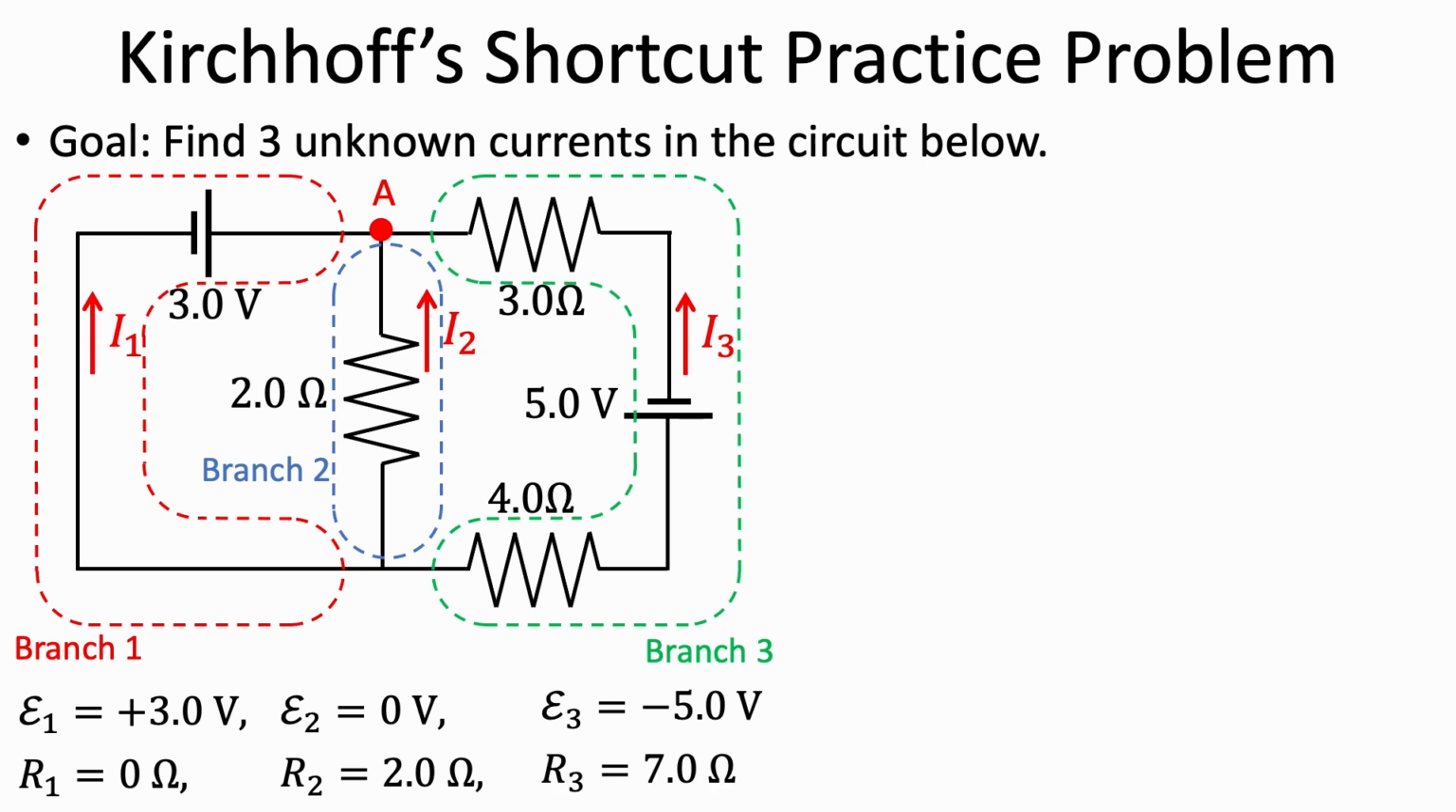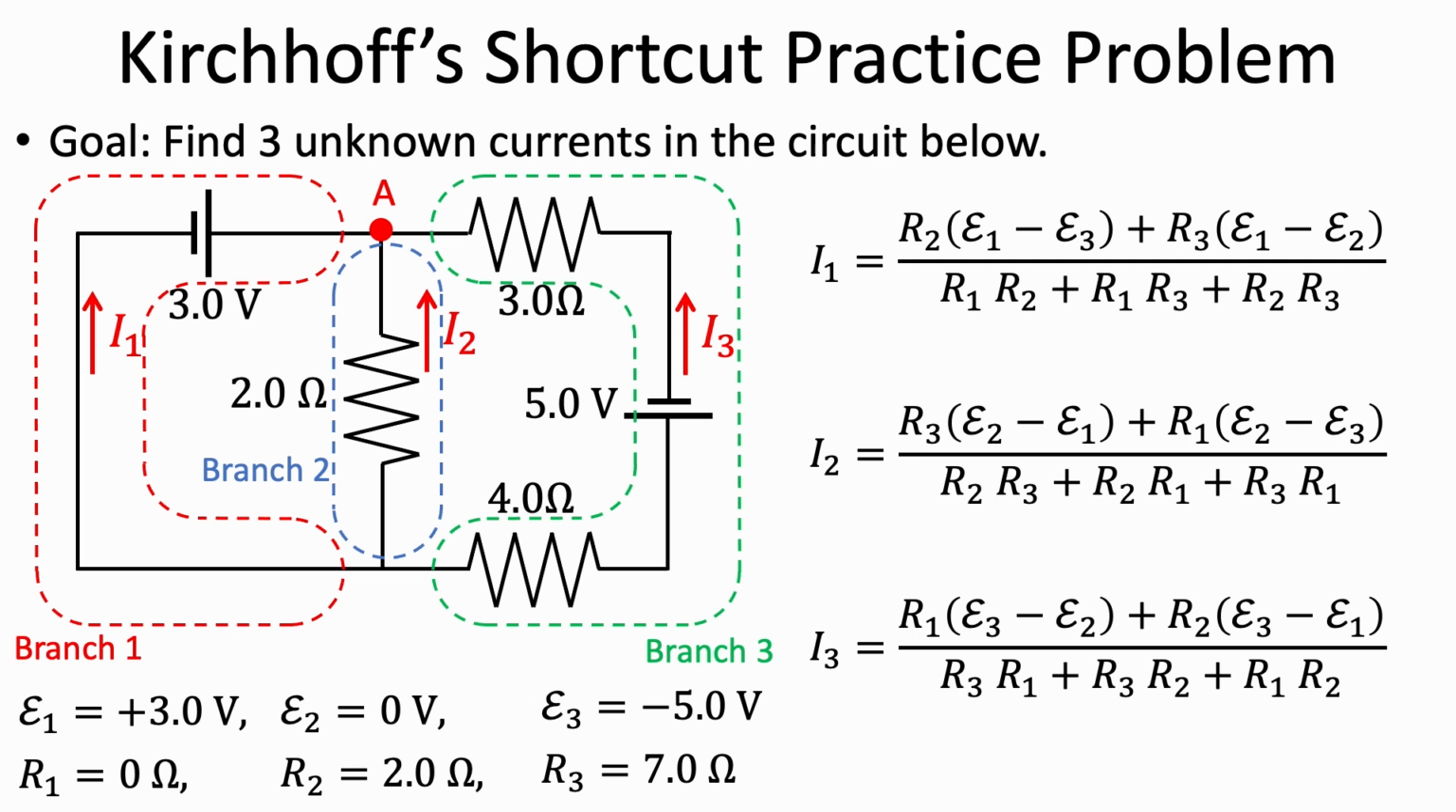I can now use the shortcut equations, which I explained in the video I mentioned earlier. Substituting the values for the EMFs and resistances into the first equation, I find that I1 is equal to 2.6 amperes. Because it is positive, the actual direction of the current is upward and toward junction A.